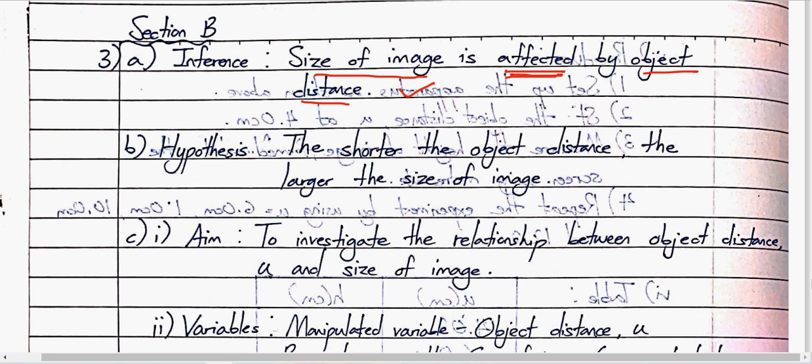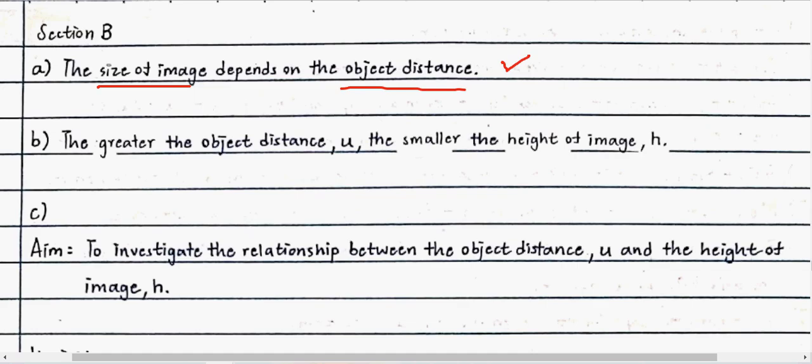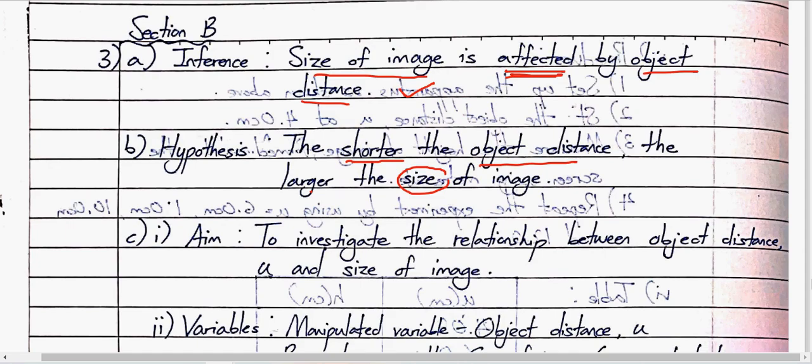The shorter the object distance, the larger the size of the image. Wait. The greater the object distance, U, good. And then the smaller the height of the image. I see. So for the inference, it's okay to use size. But for the hypothesis, write something that can be measured. Okay, height. Height is better. Just like this, the student gives size. I don't prefer students to write size. It is better to use height of the image.